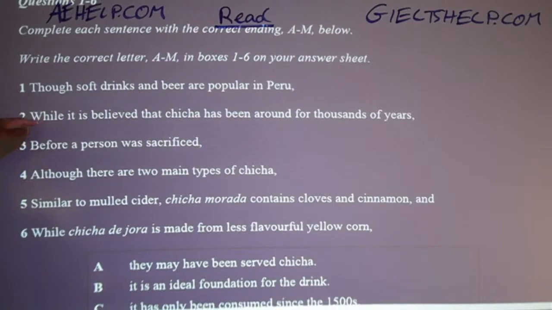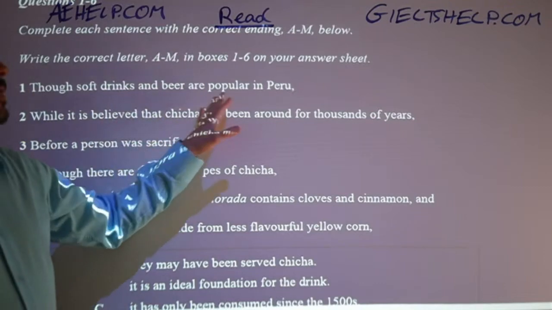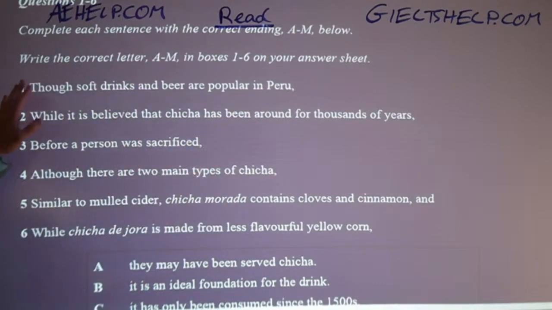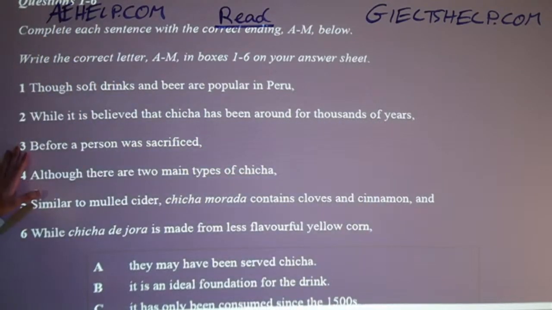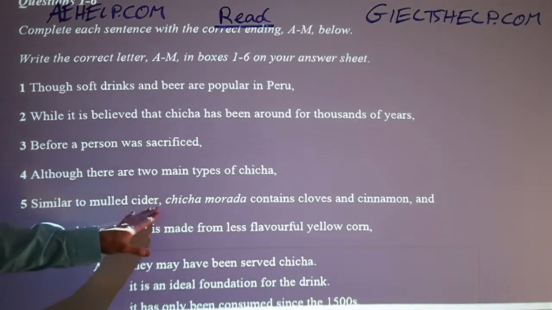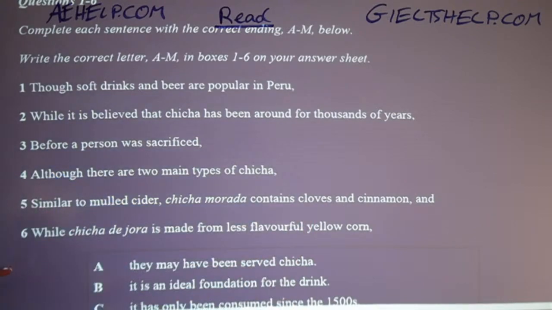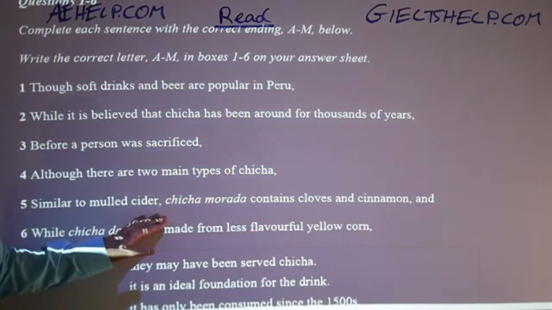So here, let's go and read these. Number 1, though soft drinks and beer are popular in Peru. All right, so something about the popularity of drinks and beer in Peru and a contrast. Though, it's like saying although soft drinks and beer. So although pop and alcohol are popular in Peru. Number 2, while it is believed that chica has been around for thousands of years, another opposition one here, before a person was sacrificed, although there are 2 main types of chica, similar to mulled cider, chica morada contains cloves and cinnamon, and so here we know it's going to be something that's contained in chica.